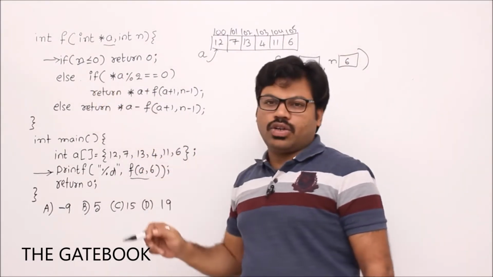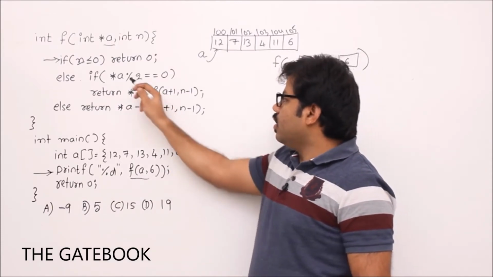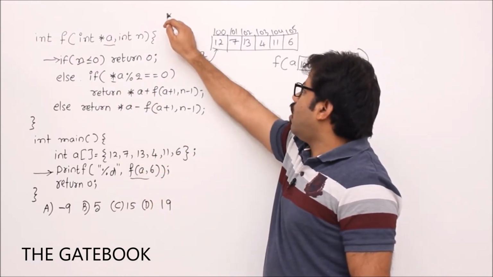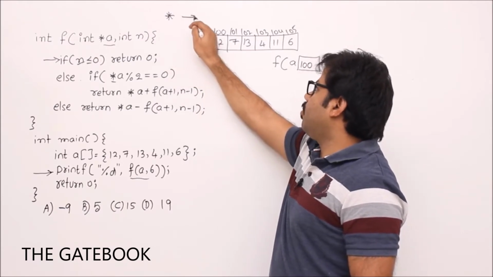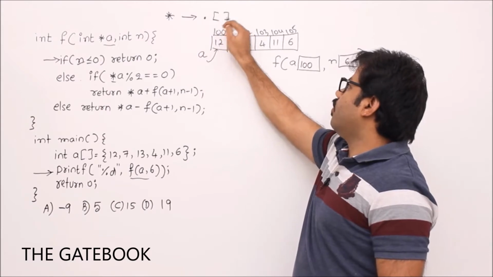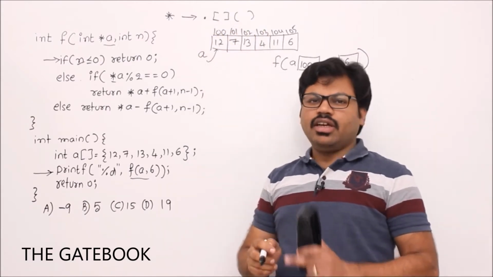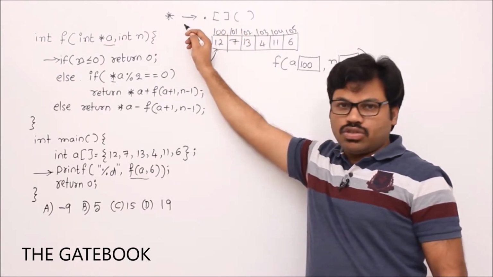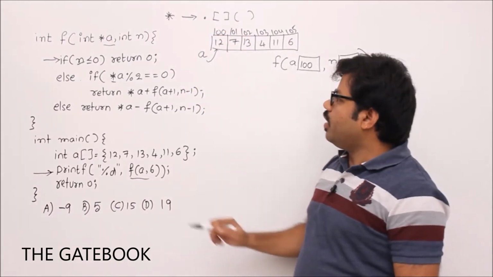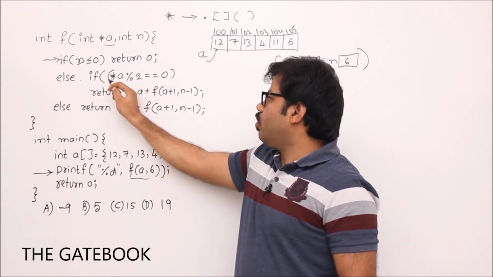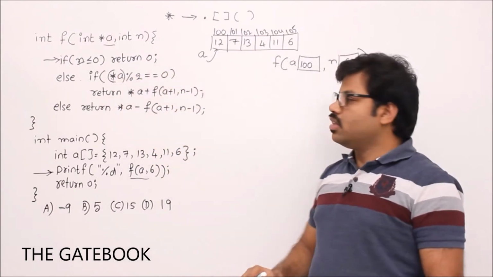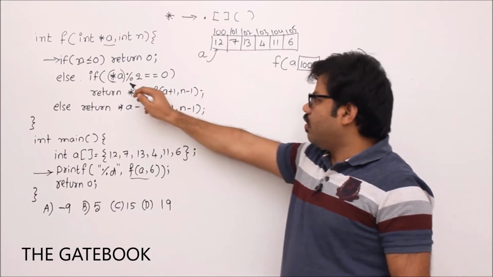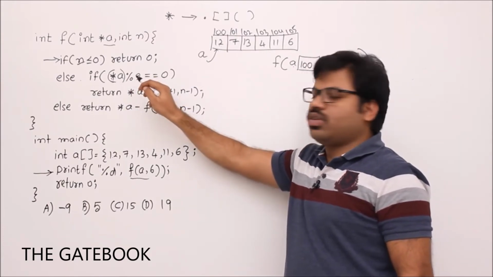If star a percentile 2. Here, precedence of operators is important. Always remember star has the highest precedence. Star, dot, array suffix and function call operators all have the highest precedence, and among them they are equal precedence operators. When you encounter multiple occurrences of these, you go from left to right. At this moment, percentile versus star: star has more precedence, so prioritize like this. What is star a? Value at a. So what is a? This one. Value at 100 is 12. So 12 percentile 2, when you find the remainder with 2, you get 0, right?